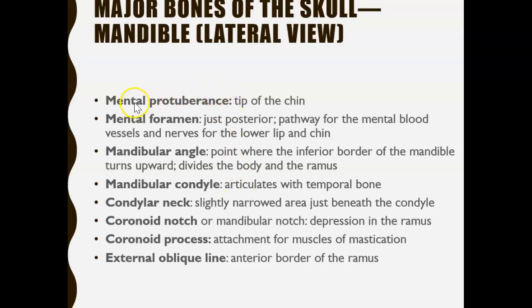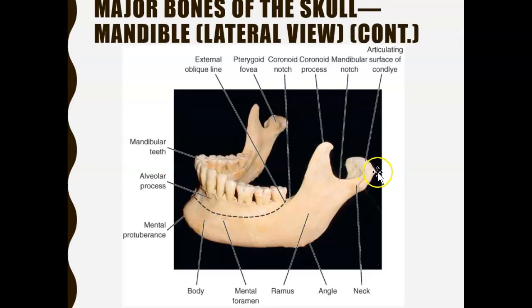So let's look at the major bones of the mandible. There are many listed over here, and I'll go over the main ones that you need to know. When you look at the mandible, which is the bottom jaw, what you'll notice is this part over here is known as the condyle.